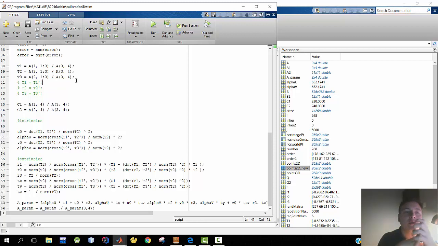Now I'm going to talk about camera parameters estimation. What are camera parameters and how can we estimate them? So let's get on. We are using T1, T2, and T3 vectors, which as you can see are constructed from the A matrix that we found. We are using the first three columns of every row to determine what T1, T2, and T3 are, and we got C1 and C3.